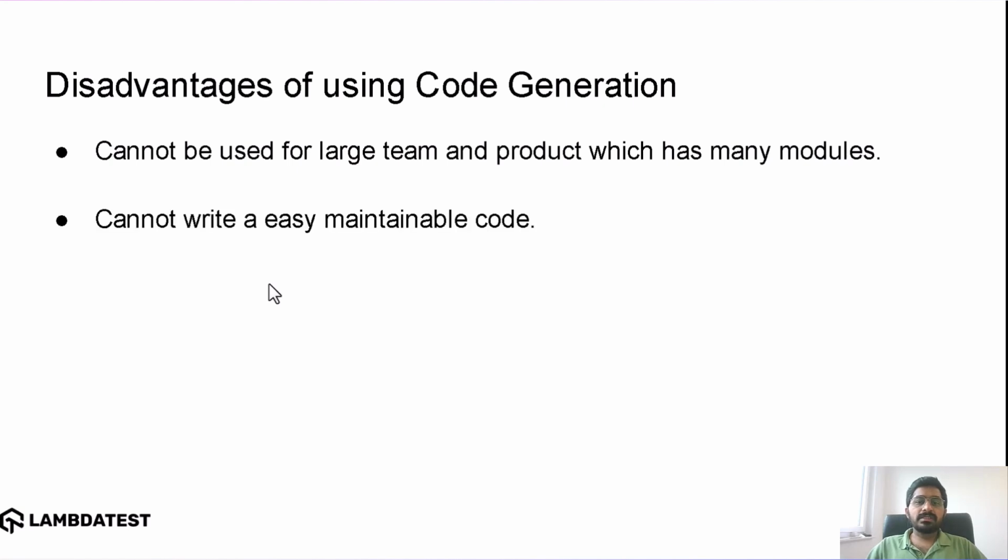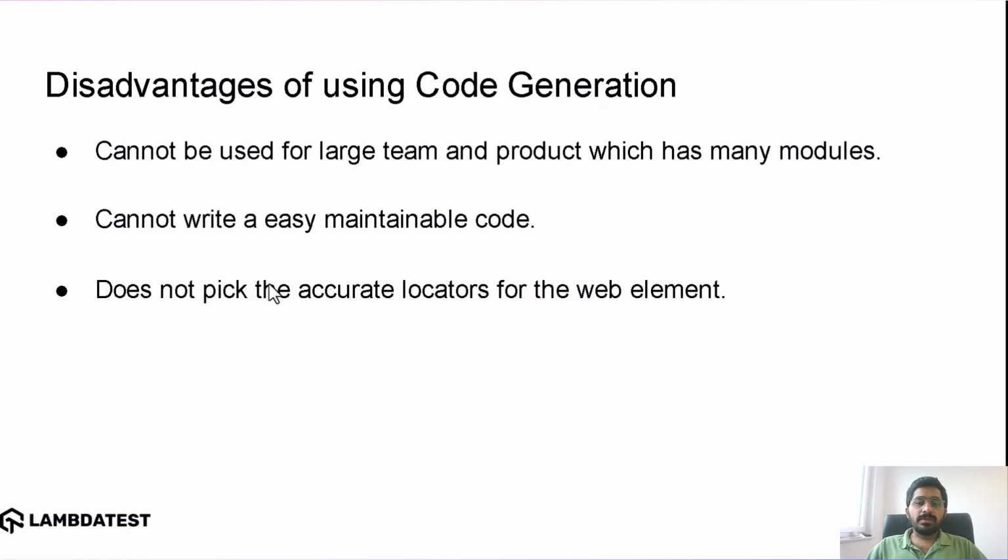The second major disadvantage is Playwright code generation will not generate and give you a very easy and maintainable code. It will give you the raw code, which means if you execute it for local purposes, it is good, but for longer run, it will not be a very easy maintainable code. And the last important major problem is the Playwright code generator does not pick up the accurate locators for the web element. It will pick up the web element, but it will not follow the locator strategy such as ID, name, like that strategy will not be followed.